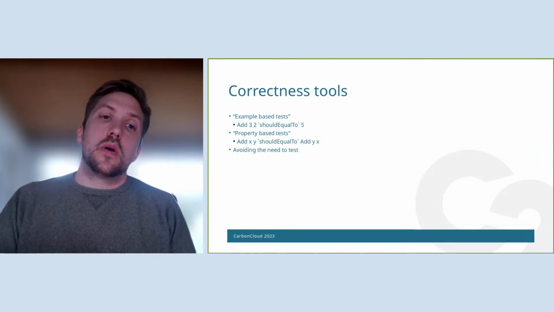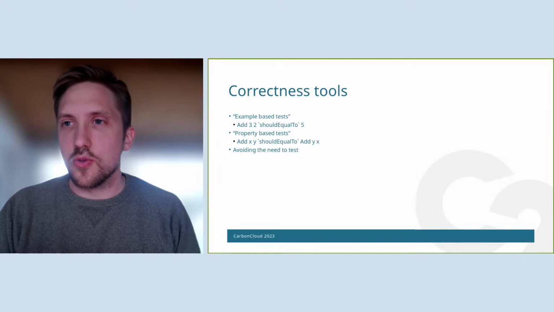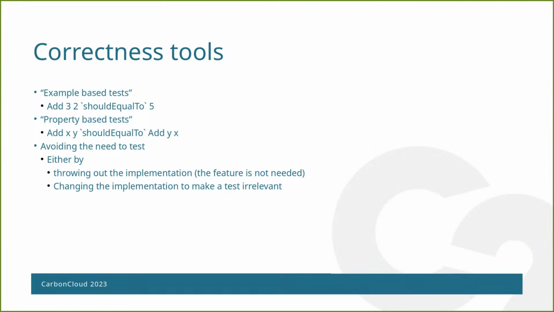Or we could avoid the need to test that particular thing, right? And here we could do a lot of different things. We could throw out the implementation if that feature is not needed, or if we can find a way to make that step so we don't need to do that compute. Or we can change the implementation to make the test irrelevant, and what that means we're going to talk about more later.